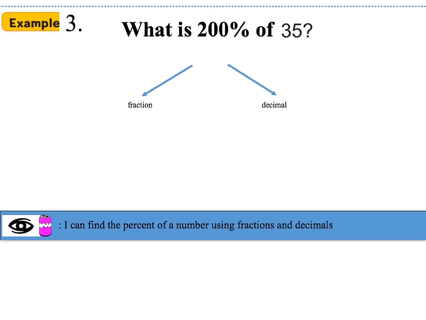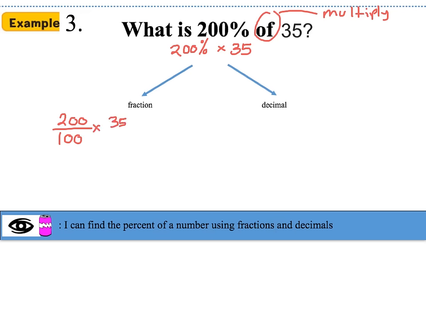Example 3 says, what is 200% of 35? So remember, the word "of" means to multiply. And what we want to do first is turn 200% into a fraction by placing it over 100. I can multiply that with 35, and I can make 35 into a fraction by placing it over 1. Now I can cross reduce. 5 goes into 35 7 times. 5 goes into 100 20 times.